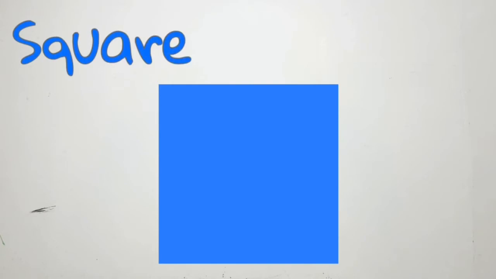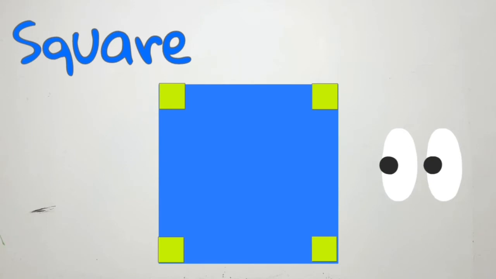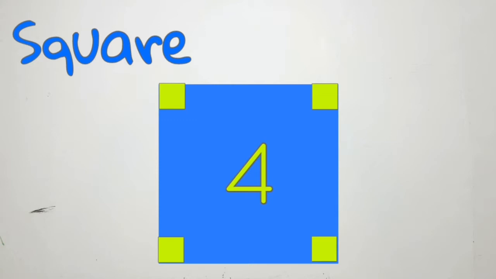And this other shape is a square. And actually, do you want to know a secret? A square is a type of rectangle. It's a special rectangle. The difference is, in a square, all the sides are the same size. So it's a very special kind of rectangle. It also has 4 corners.